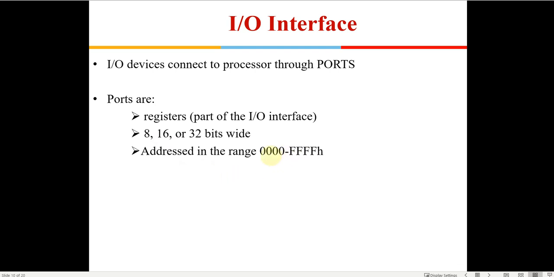And these registers need to be selected when we place the port address onto the address bus, right? So the address has to be decoded. The address of these ports can be from 0000 up to a 16-bit address. So these ports will have an address specified to them, and each is accessed by the instruction IN or OUT.